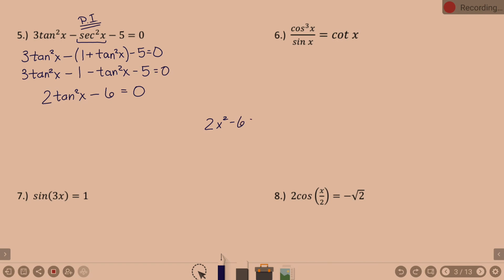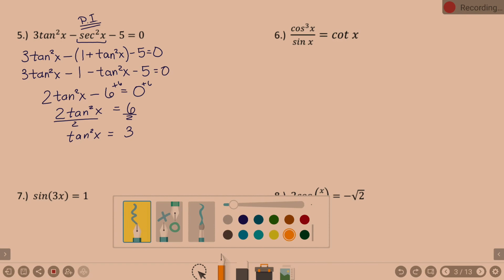That's the equation you're solving, yes? 2x squared minus 6 equals 0. So we're going to add 6. Two tangent squared x equals 6. We're going to divide by 2. So tangent squared x equals 3. And it's tangent squared, folks.